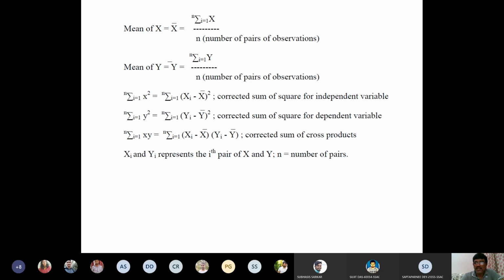Then similarly, we do the same operation for y, and then for cross products. For cross products, x minus x bar, y minus y bar. You multiply these two, you will get xy, and take the sum of all. Then it will be summation xy. So you need to calculate 5 things: the mean of these two and 3 corrected sums of squares.